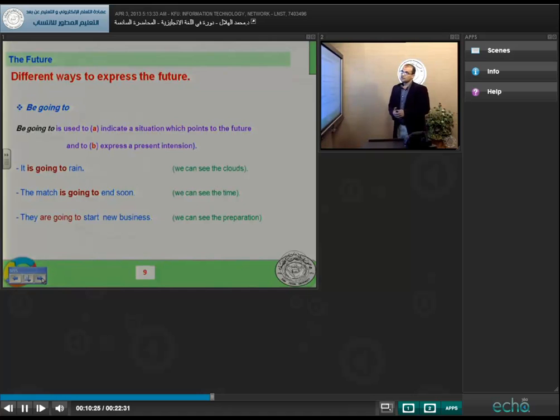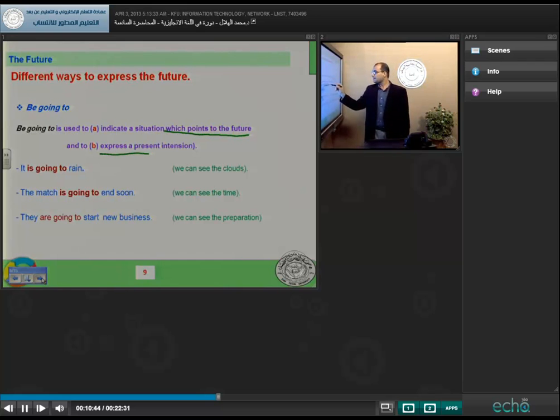Now let's move to the second way of expressing the future in English, which is the use of be going to. So one form of the verb to be followed by going to. Be going to is used to indicate a situation which points to the future, and it is also used to express a present intention, an intention that exists in the present.